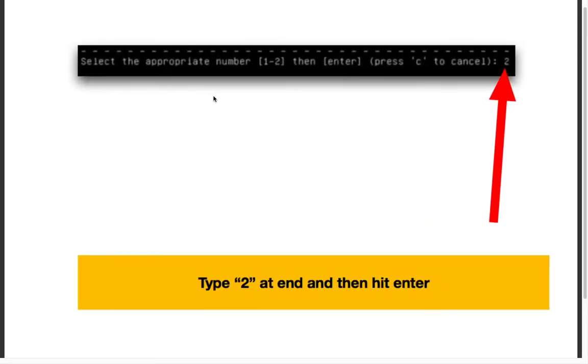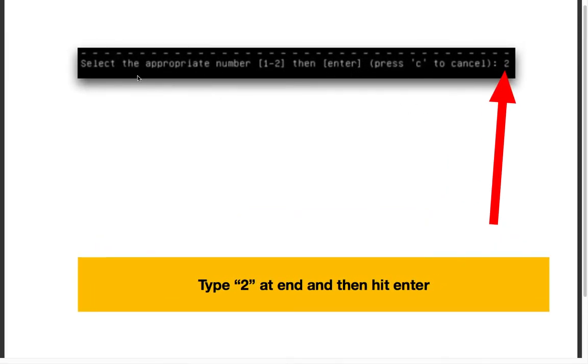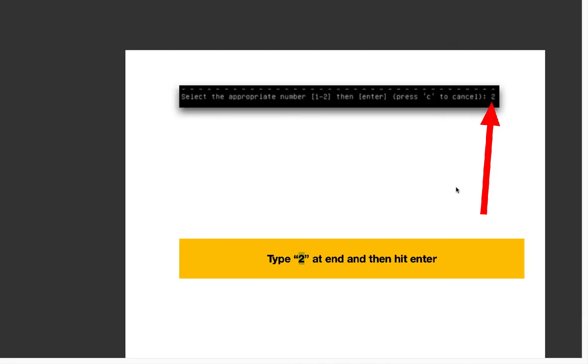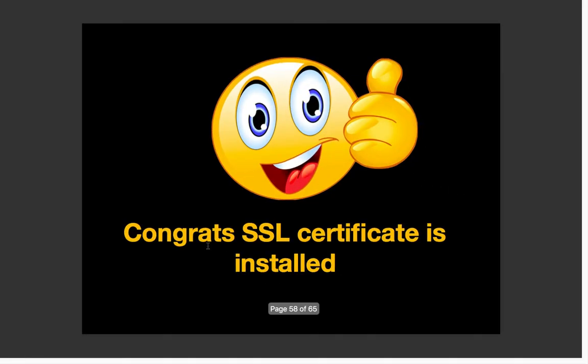The last thing you need to do: it will ask you to select the appropriate number, 1 or 2, then Enter, or press C to cancel. So what you need to do is type 2 at the end here and hit Enter. When you do that, SSL is successfully installed on your WordPress website.